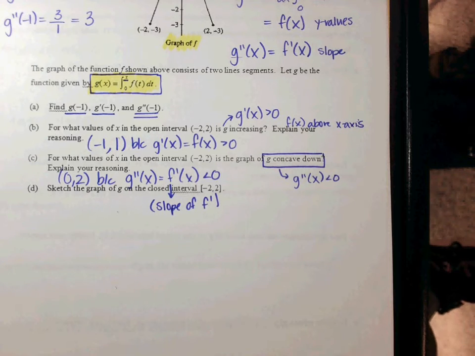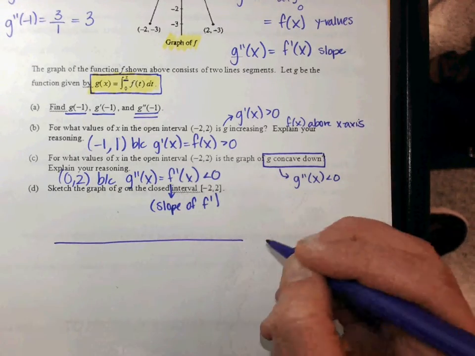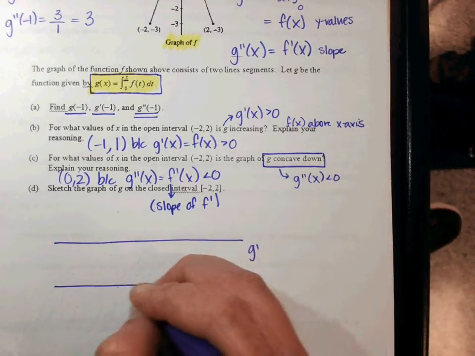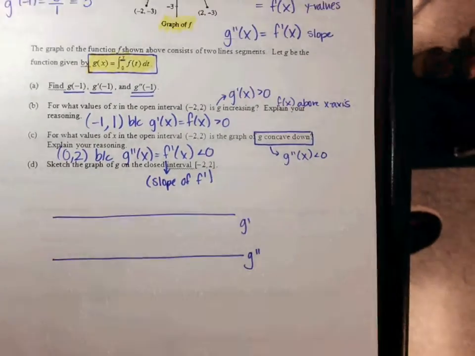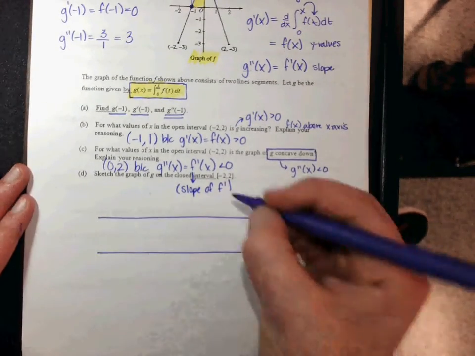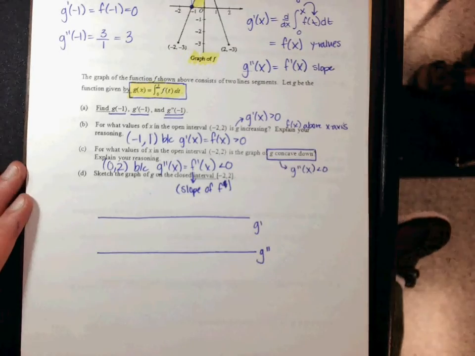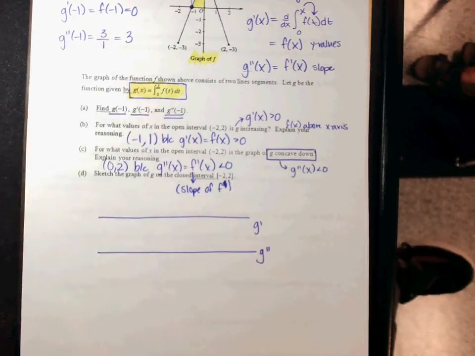Part D asks us to sketch a graph of g on the closed interval. In order to do a sketch, I would do a first and second derivative test because I think it's easiest if you do that. So set up g prime and g double prime. And I'm going to zoom out here for a second. Oh, that should be just the slope of f. Sorry, cross that out. That should be f prime, the slope of f. Thank you, Helen.